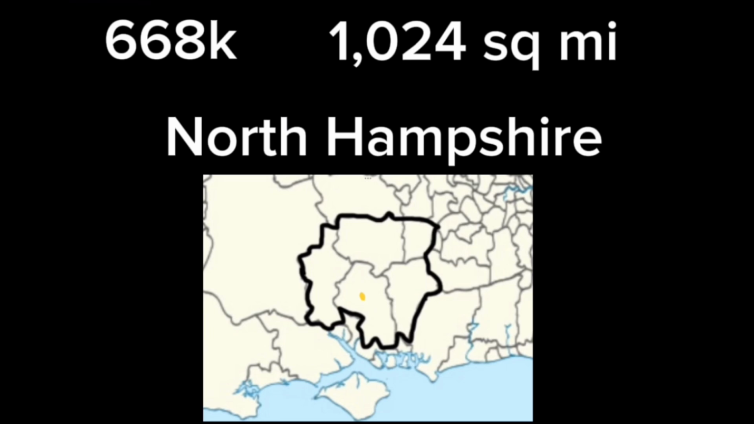North Hampshire takes up all the rest of Hampshire, excluding a small area around Aldershot that I previously gave to Sussex, which adds up to just over 670,000 people in just over 1,000 square miles of land.